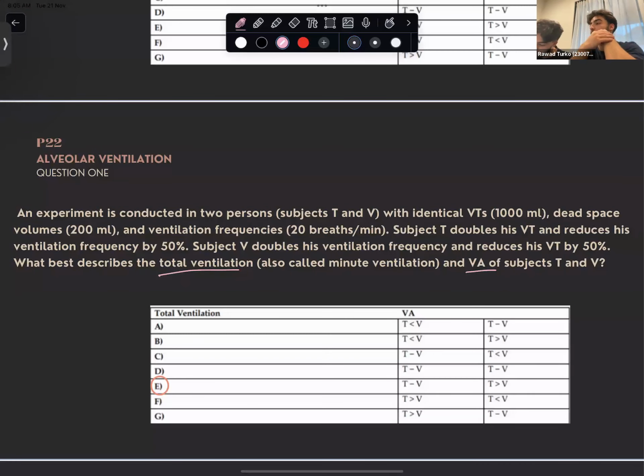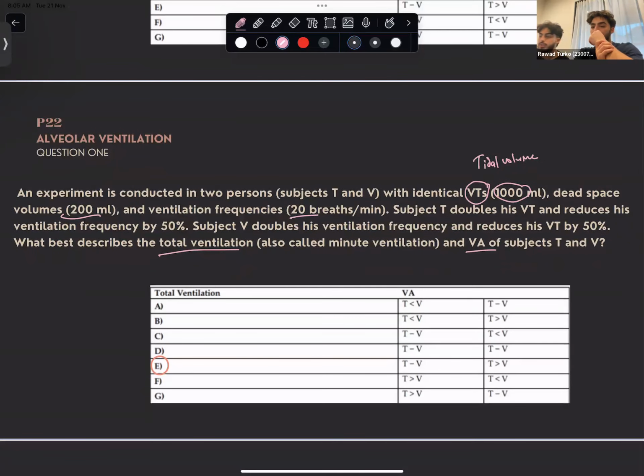What's VT here? What does VT stand for? Tidal volume. Yeah, so this is tidal volume, which is 1,000 mLs. And then we have dead space, 200 mLs, and we have frequency, which is 20. Okay. Now, they're asking us for total ventilation. What's the equation for total ventilation?